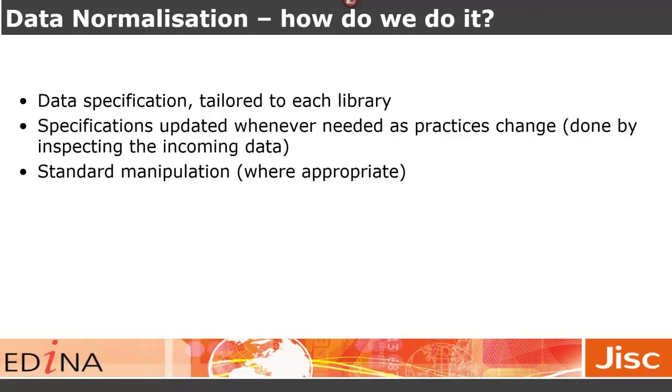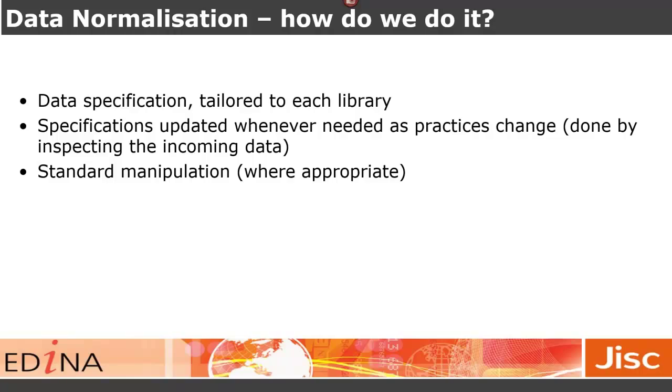So in order to normalize the data so that it can be loaded into SUNCAT, we write a data specification for each library tailored to their data. This is done by closely inspecting the data and finding common themes, the pattern finding I was talking about earlier, such as the local control number may be stored in a 907 on export or an 035. SUNCAT uses the 001 for local control numbers, so we have to move them from one tag to another. And there are many more complicated tasks, especially when it comes to holdings.